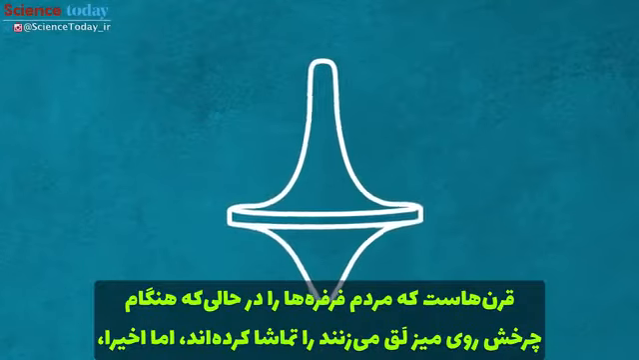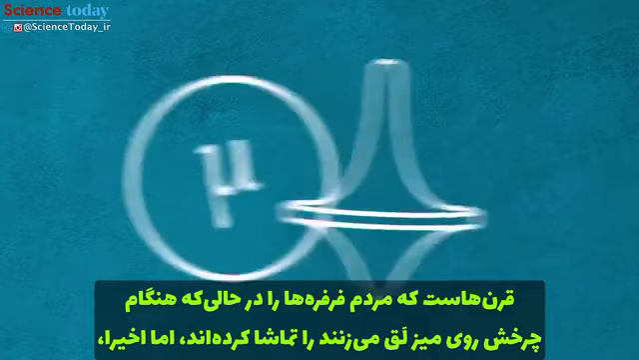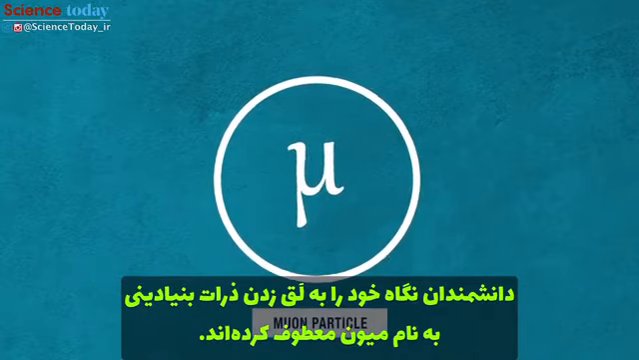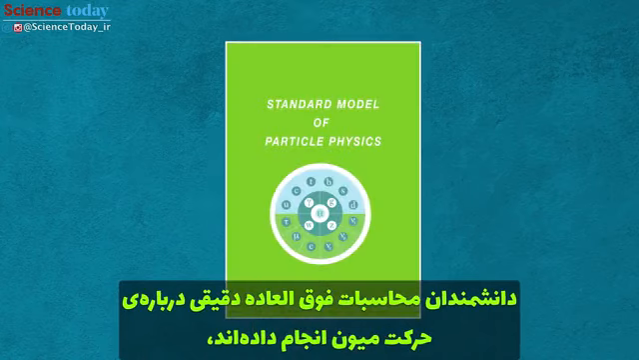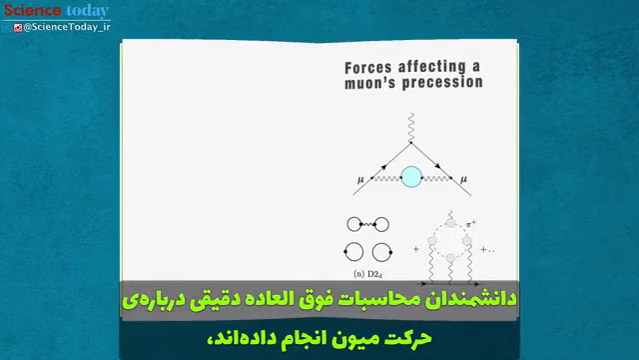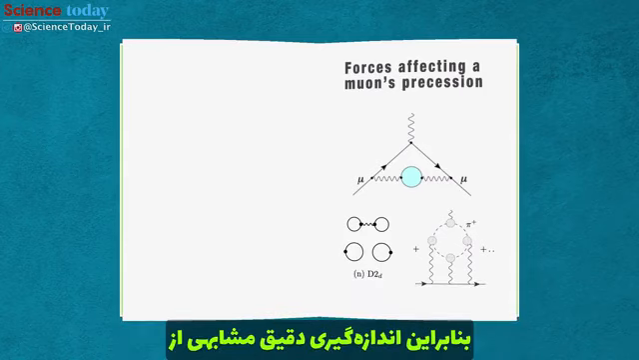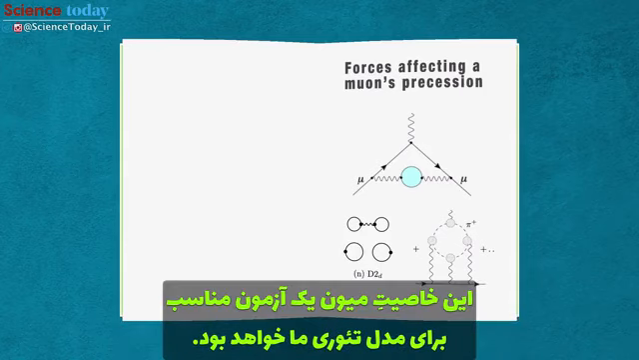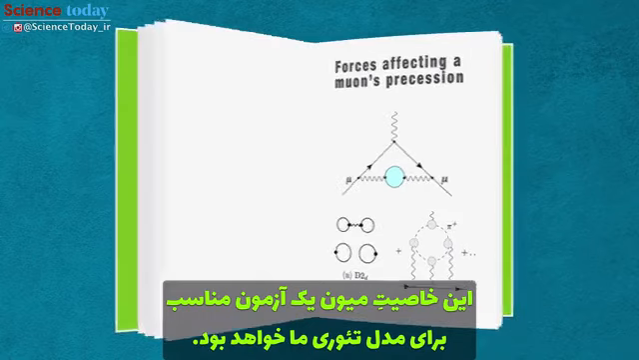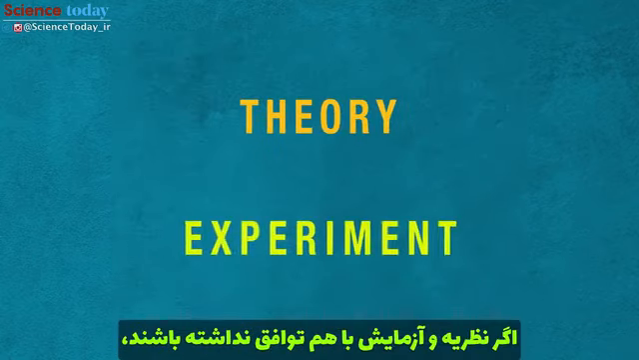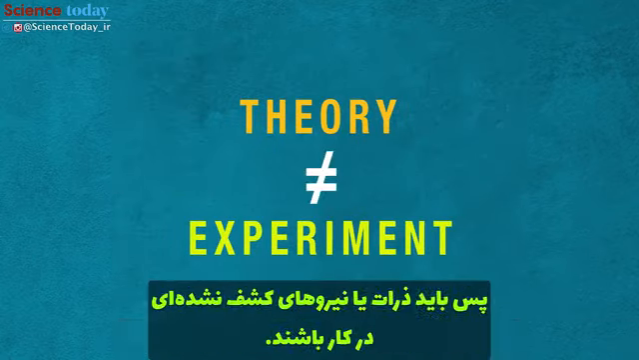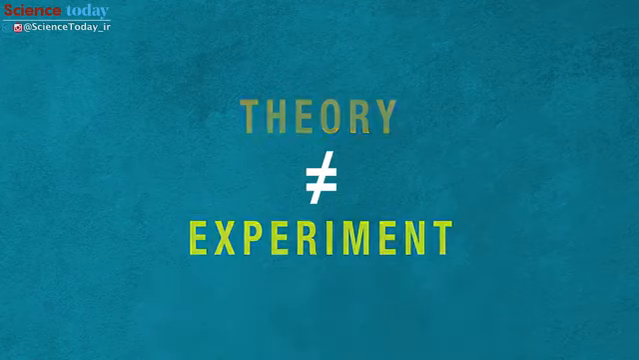For centuries, people have watched tops wobble as they spin on tables. But recently, scientists have had their eyes on the wobble of fundamental particles called muons. Scientists have made incredibly precise calculations of how muons should move. So making an equally precise measurement of this property is a good test of the theoretical model. If theory and experiment don't agree, then there must be undiscovered particles or forces at work.